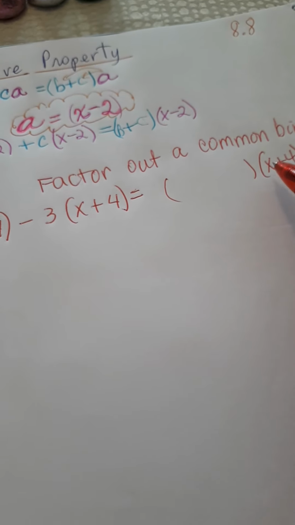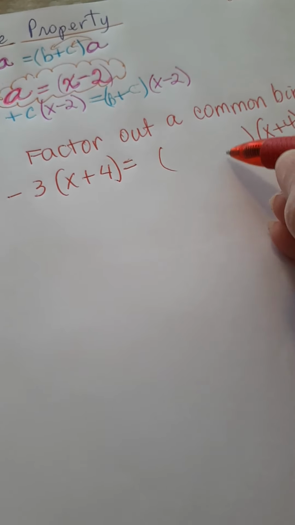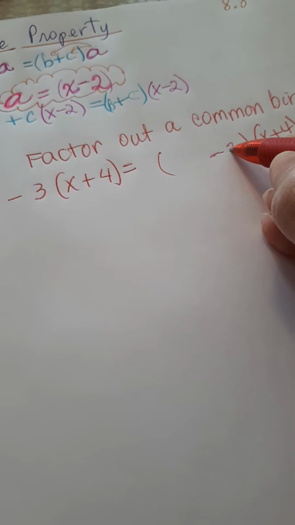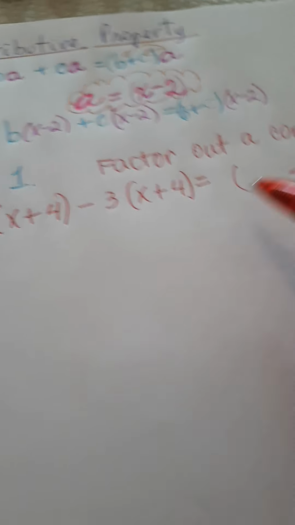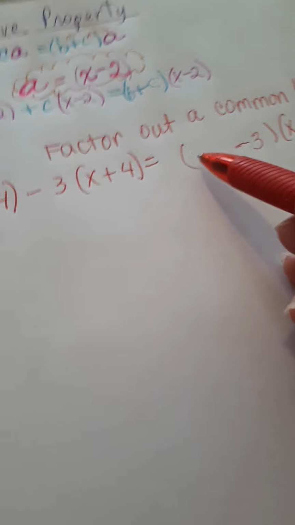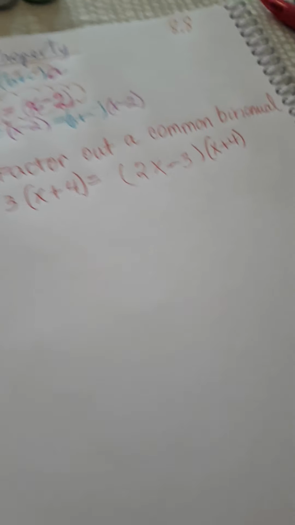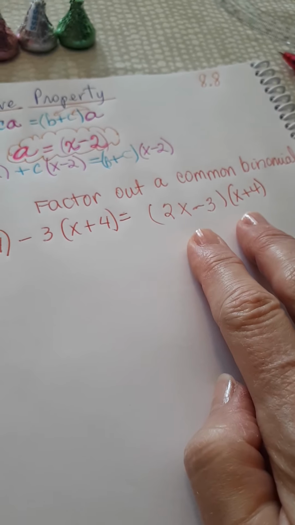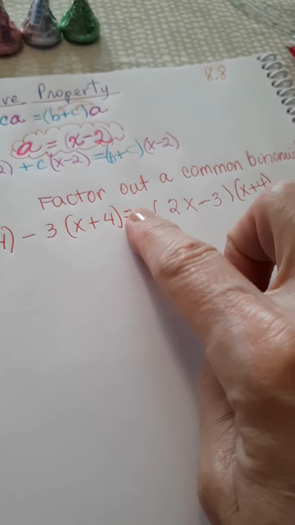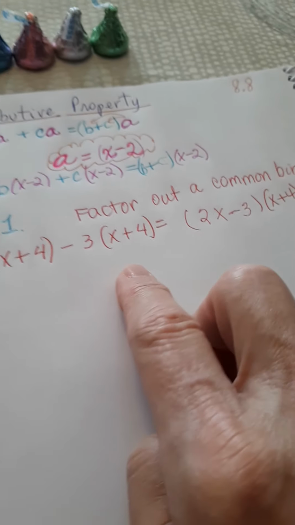So it was x plus 4 times negative 3 and x plus 4 times 2x. And that's how you factor out a common binomial. See, the common binomial x plus 4.